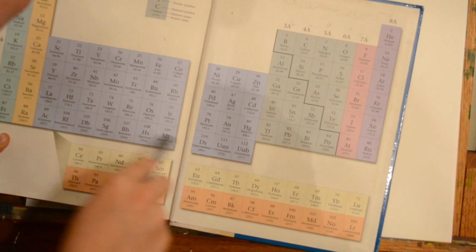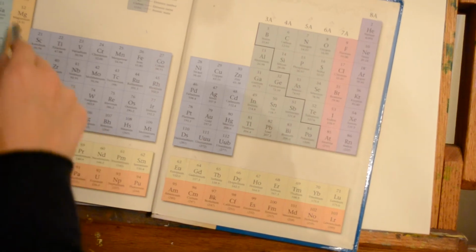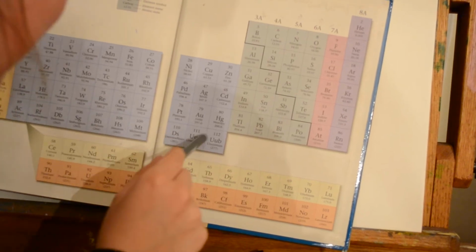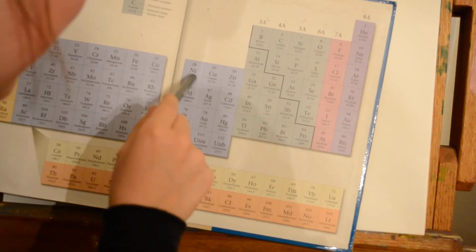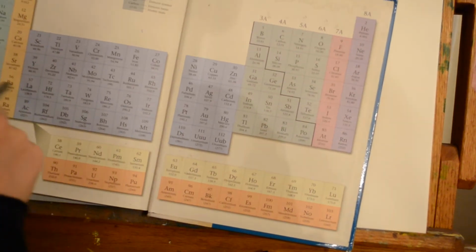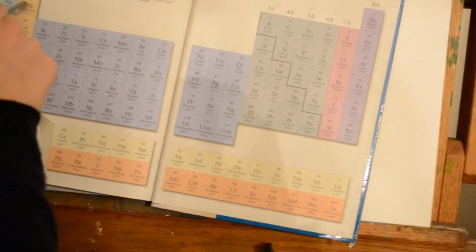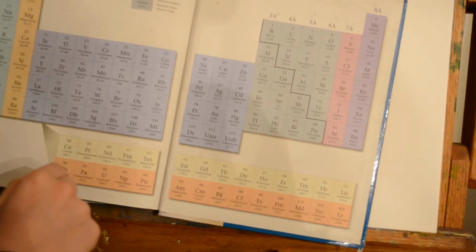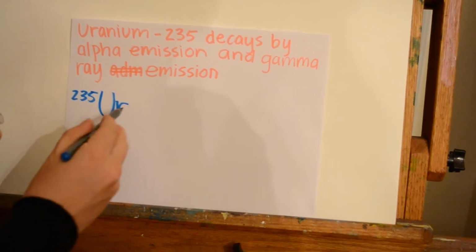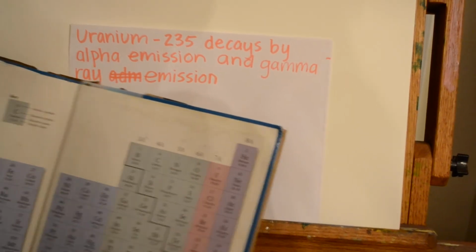let me find it. It is somewhere over here. It's a tricky little bugger. Oh God, where did it go? Oh, uranium does not have an R, it is just a U. Big mistake, I'm sorry. Uranium is 92.